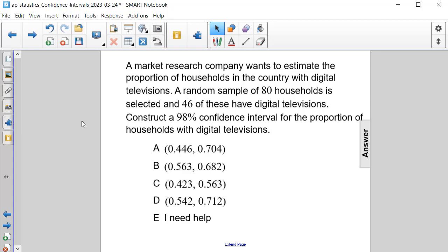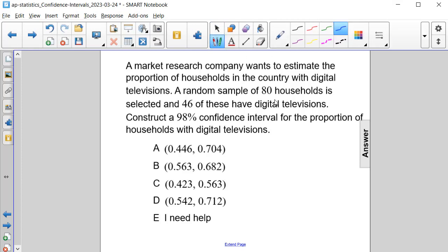A market research company wants to estimate the proportion of households in the country with digital television. A random sample of 80 households is selected, and 46 of these have digital televisions. Construct a 98% confidence interval for the proportion of households with digital televisions.